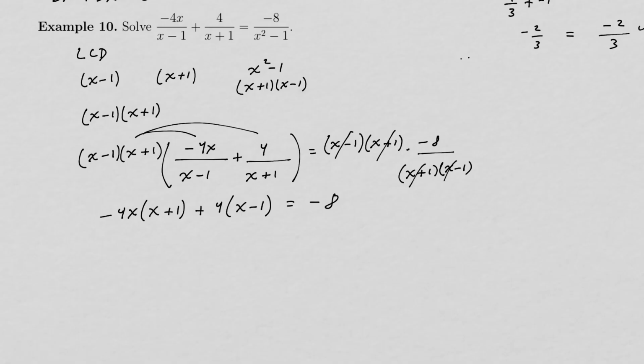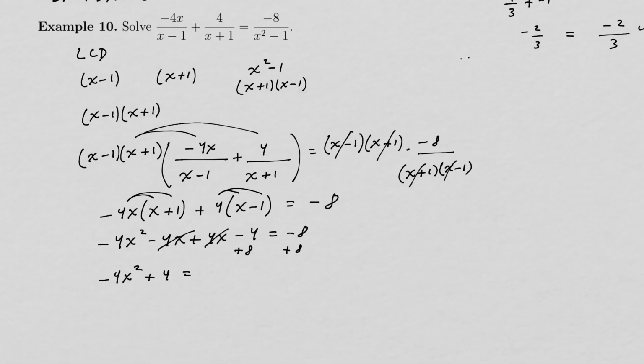Okay, so let me distribute, combine like terms. So I'm going to have negative 4x squared minus 4x plus 4x minus 4 is equal to negative 8. The negative 4x plus 4x, they're going to cancel. I have to set it equal to 0, right? So I'll add 8 to both sides. So I'm going to have negative 4x squared plus 4 is equal to 0.